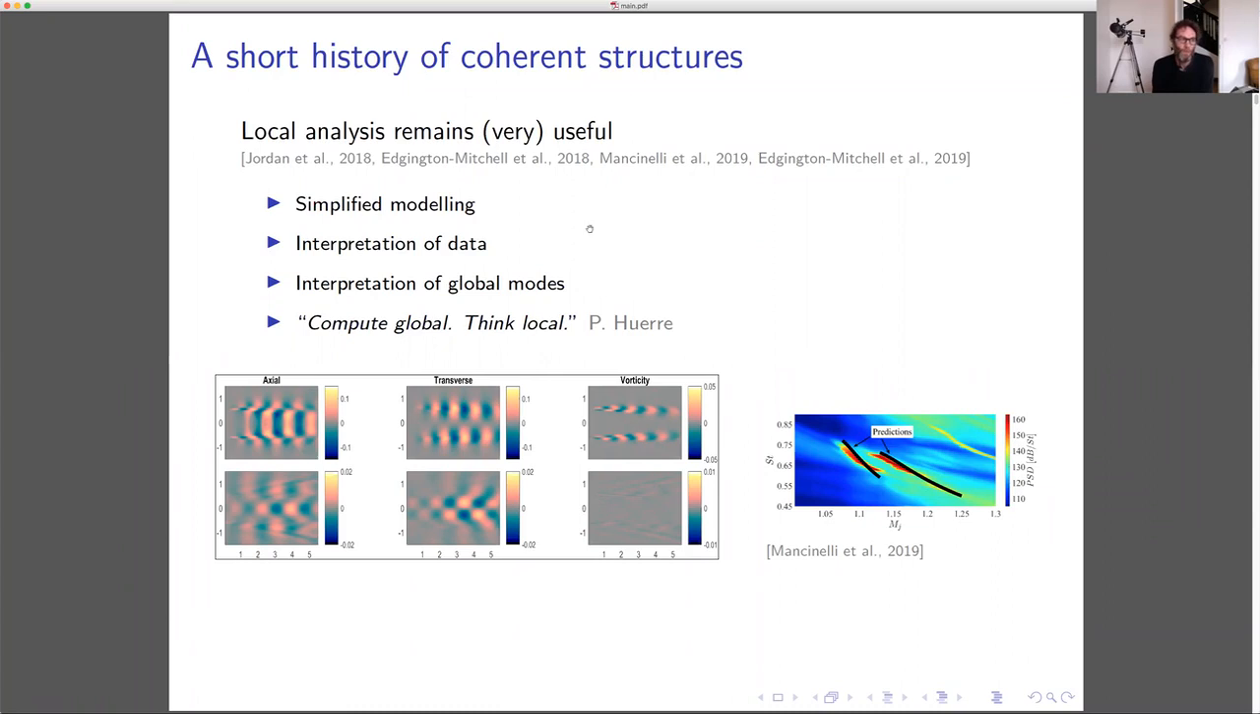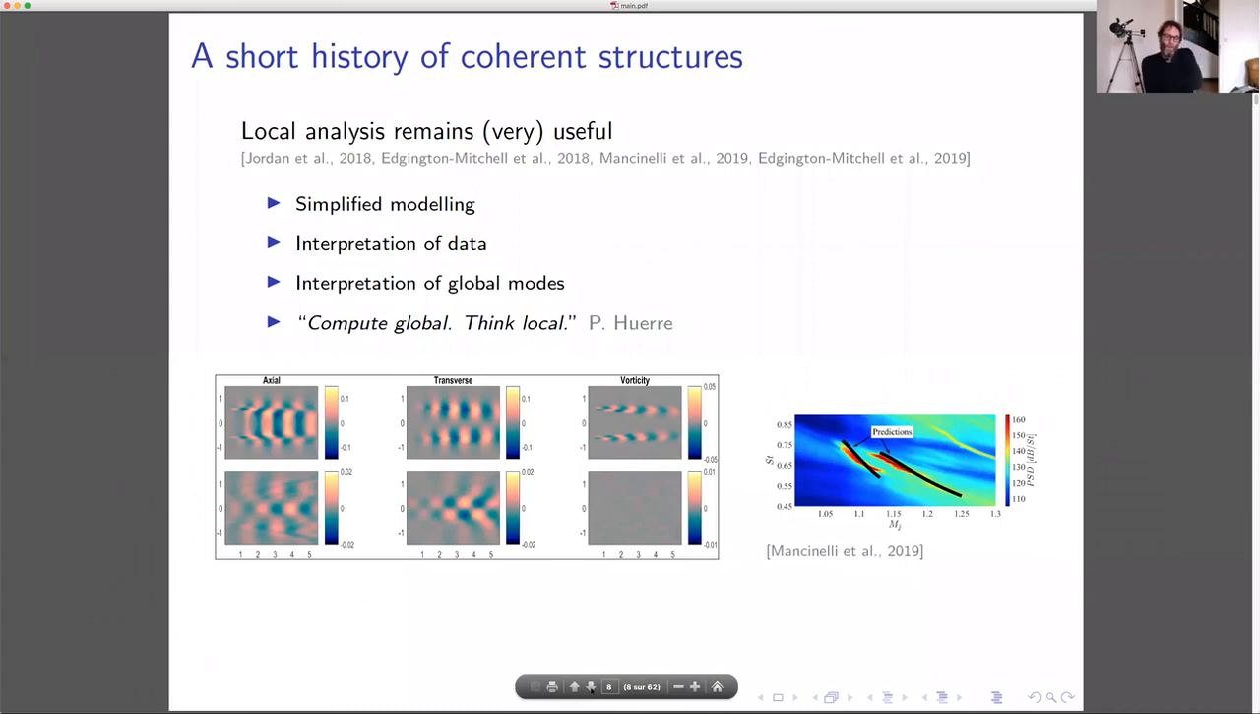So it's nice to be able to do global analysis, but very often the local analysis is the thing that allows you to really discuss and interpret the physics. So it's good for the construction of simplified models, interpreting not only the data, but also the global modes. It's great to be able to compute global modes, but sometimes it's not entirely clear what they are or how they work, and the local analysis can be very helpful in that regard. And I like very much this citation from Patrick Huerre, which says compute global because we can, but continue to think local, because very often that's where the physics is happening.